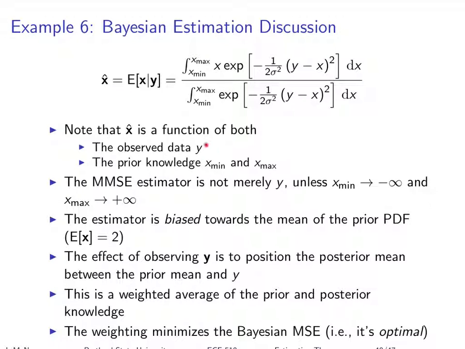So again, this idea that it's weighting the observed data, the measurements that we can take, along with this prior knowledge is really the key idea of Bayesian estimation. And the estimator that minimizes the Bayesian mean squared error is not merely our measurement, as it would have been in the classical case, except for when x min goes to minus infinity and x max goes to positive infinity.